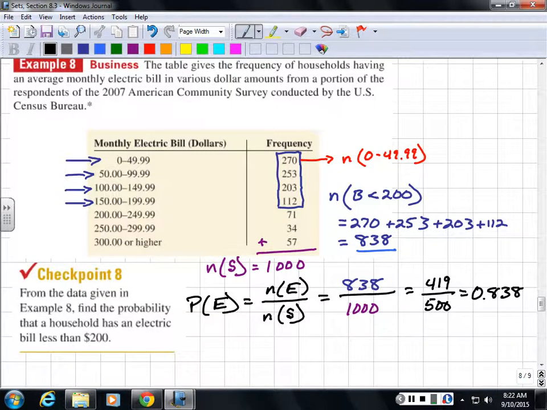Okay? The only way to prove that this is true is to go ahead and draw 419 bills out of 500, or draw 838 bills out of 1,000, and they are all less than $200. So probabilities are not necessarily something that is going to guarantee an occurrence.